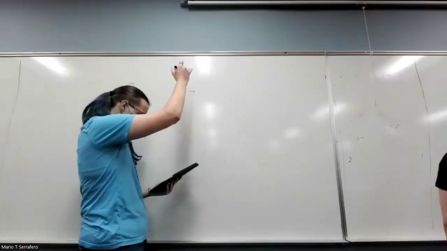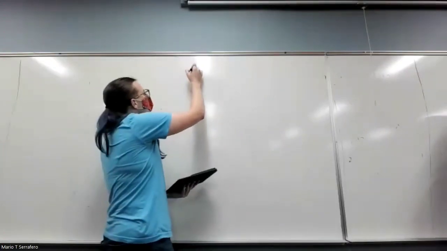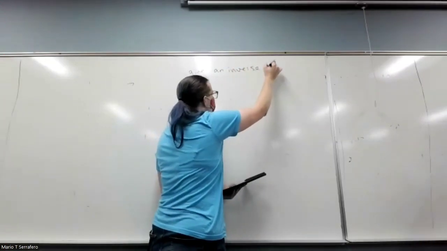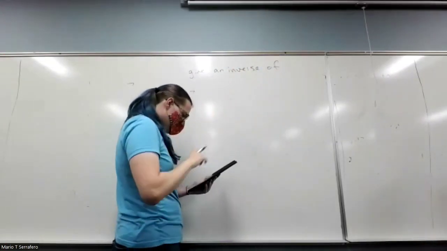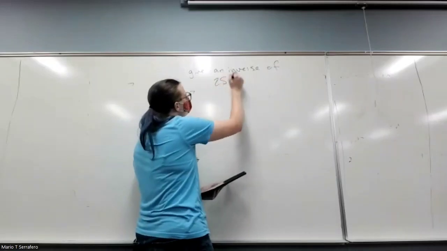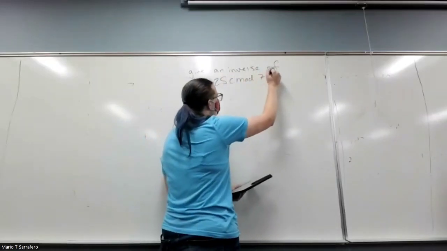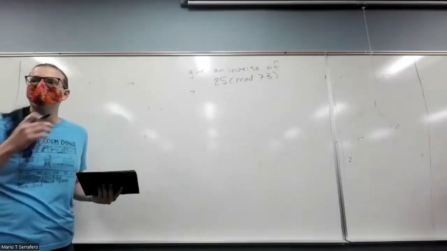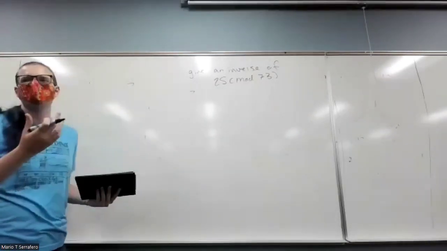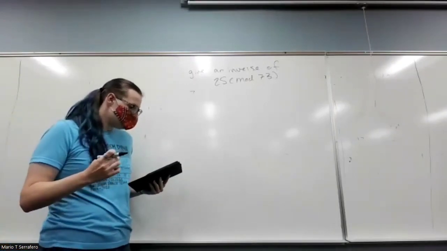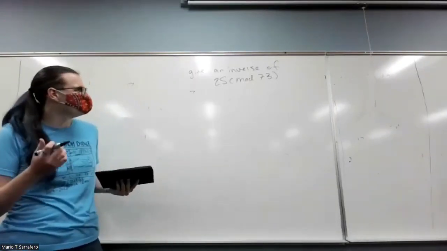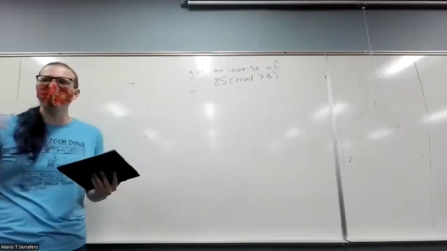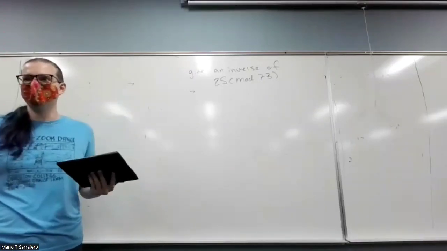So for part B, it asks us to give an inverse of 25 mod 73. So again, we could do a bunch of calculations for this, but we have some information that's already given to us that will make this faster. In particular, we want to pick the equation that has both a 73 and a 25 in it. That's going to be the one that's most helpful to us.